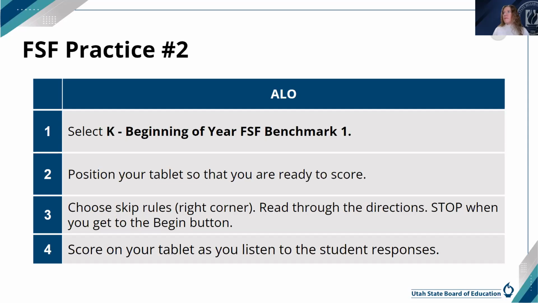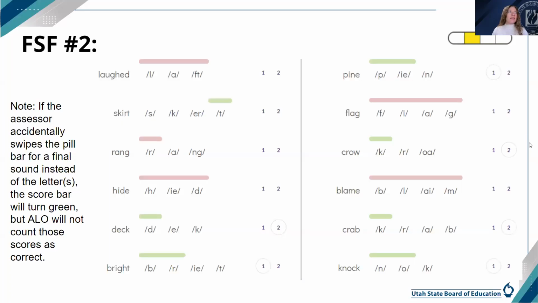Select next in the upper corner. No accommodations. Scroll down. Select done, and then you will see the scoring.